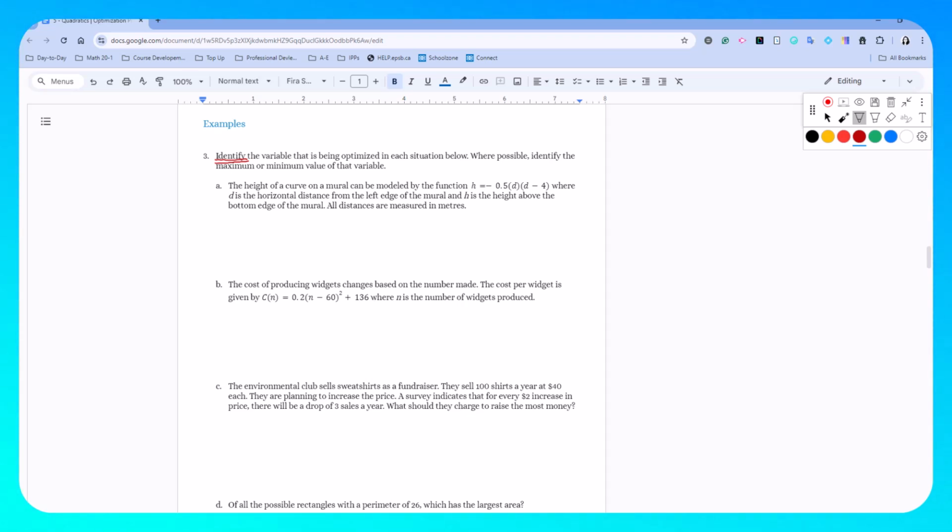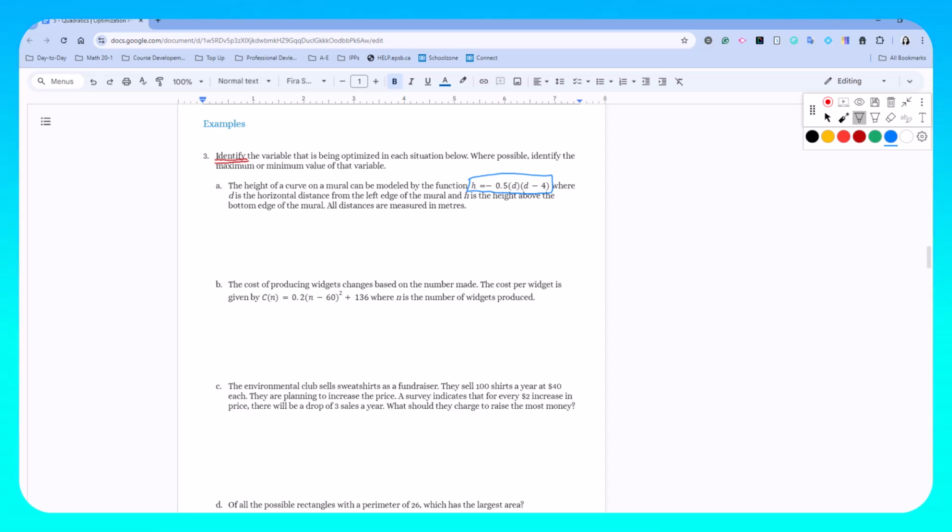So keep in mind, in some cases, due to the nature of the problem, we won't be able to determine it just by looking. We'll actually have to go in and solve it with a calculation, and we're not going to do that. We're just identifying. So the height of a curve on a mural can be modeled by an equation h equals minus 0.5 times d minus 4, where d is the horizontal distance from the left edge of the mural and h is the height above the bottom edge of the mural. All distances are measured in meters.